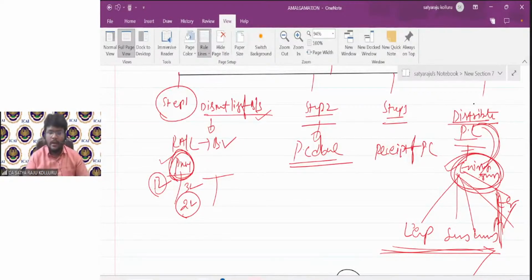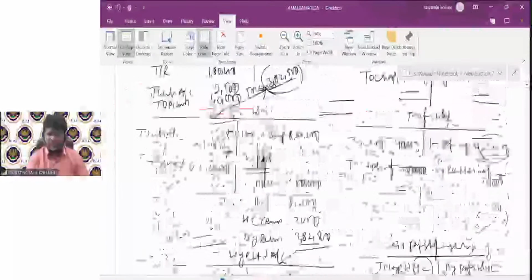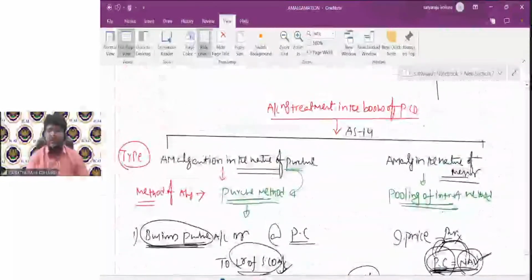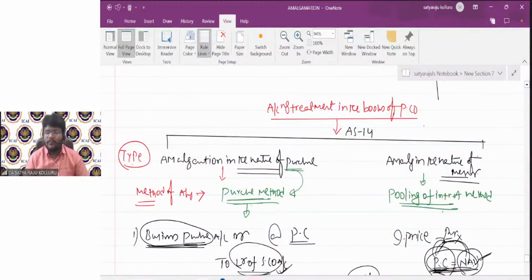Am I right? Next, in the last class itself, we saw accounting treatment in the books of purchasing company. In the books of purchasing company, AS 14 is applicable and it plays the crucial role in deciding the method of accounting treatment we need to follow. If it is amalgamation in the nature of purchase, the method is the purchase method. If it is amalgamation in the nature of merger, we need to follow the pooling of interest method.